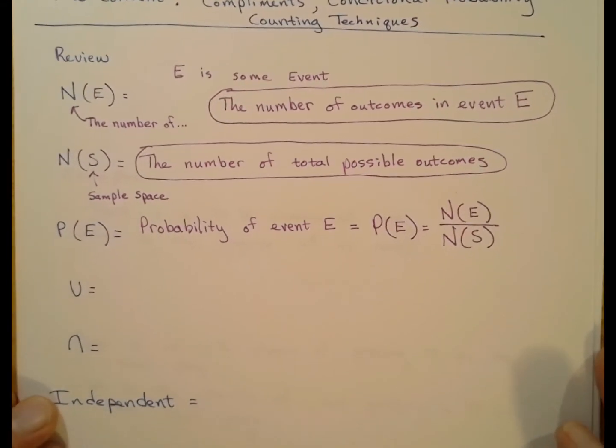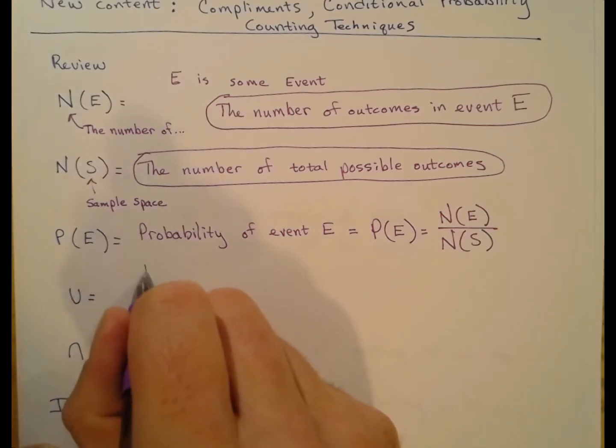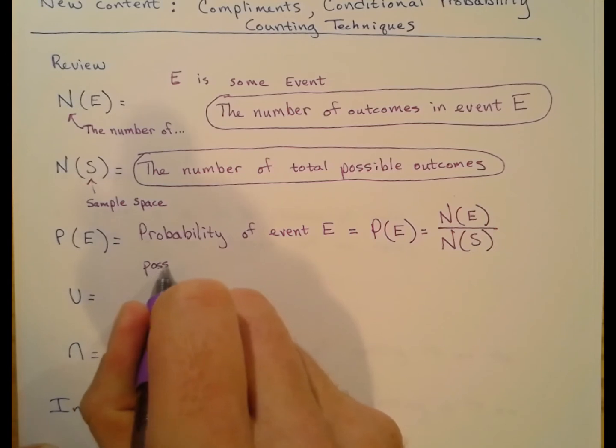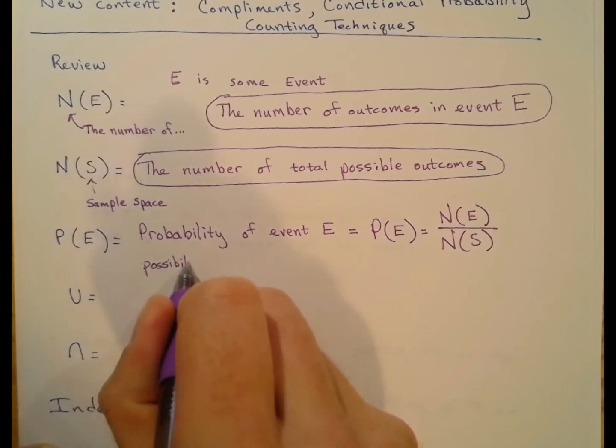So if it's, for example, the probability of flipping a coin heads, okay, a coin has 2 possible outcomes, heads and tails. And one of those is heads.